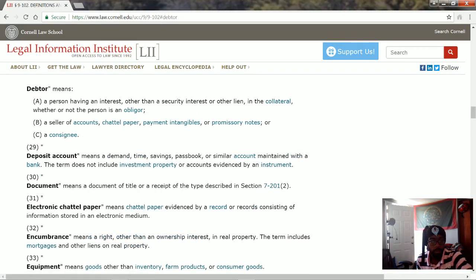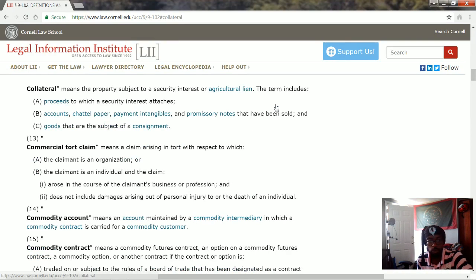Debtor means a person having an interest, other than a security interest or other lien, in the collateral, whether or not the person is an obligor. What's collateral? It means the property subject to a security interest or agricultural lien. The term includes proceeds to which a security interest attaches.